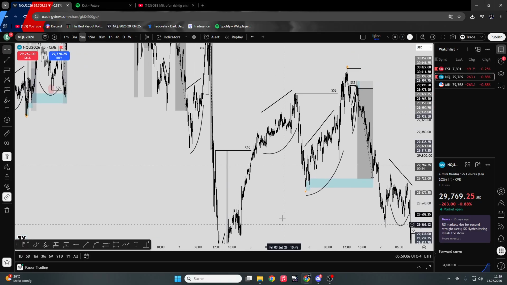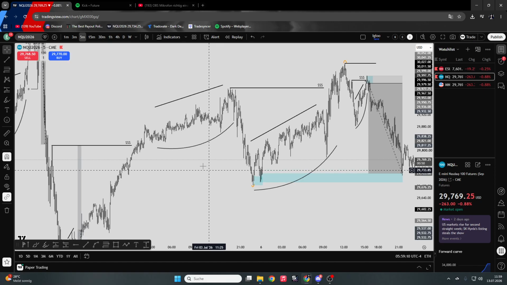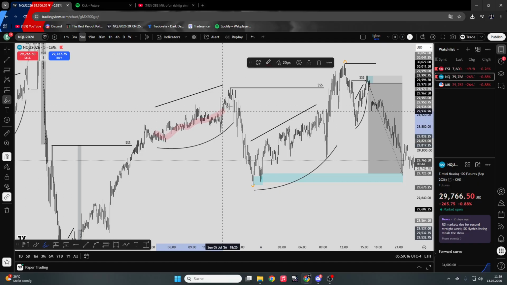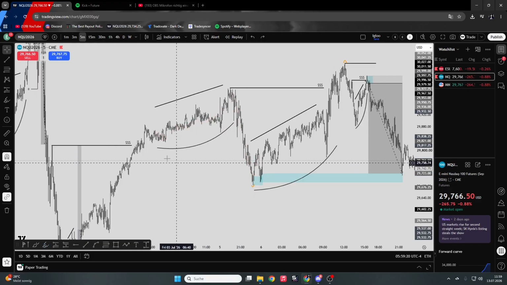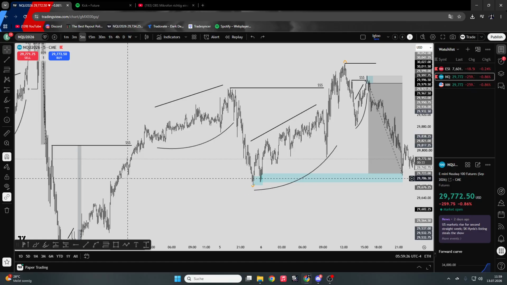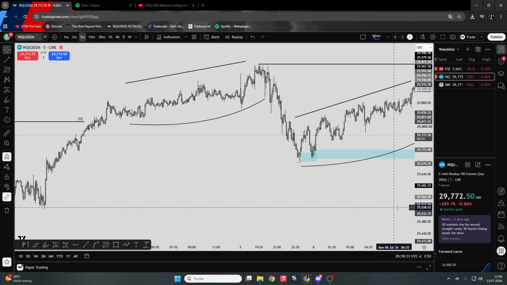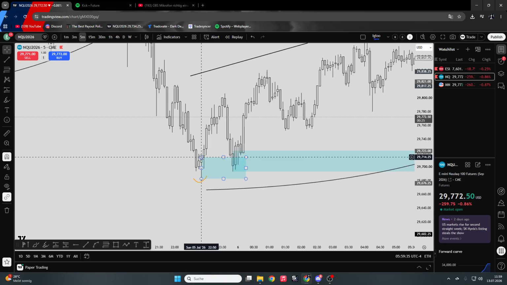Then, once again, we get our accumulation, manipulation to the downside. We're taking all of that here, mainly these two, right? So with that being said, it comes lower and we create our 5-minute order block here.